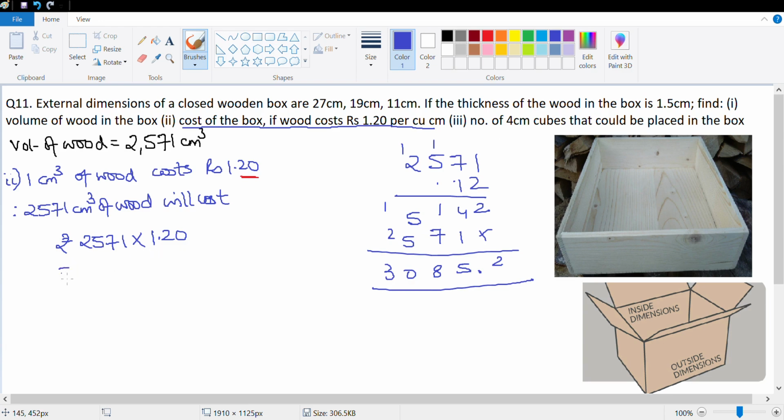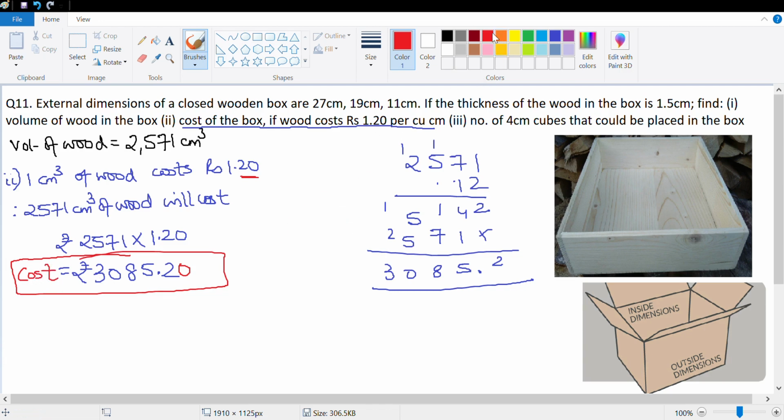This is rupees 3085.2. And if I leave my answer here, I lose 1 mark because rupees has to be given in 2 decimal places. So that's my final answer. Cost is rupees 3085.20. Let's look at the next part of the question.